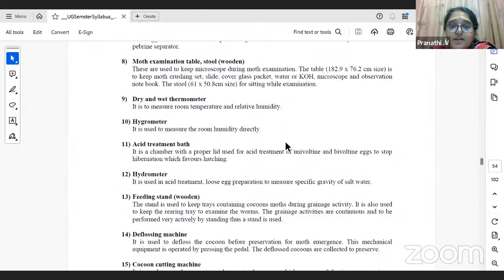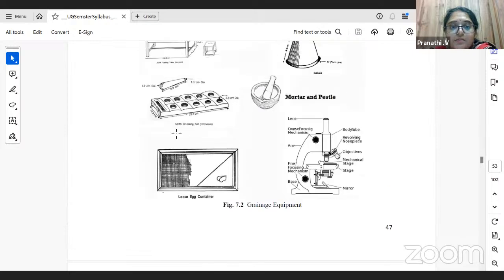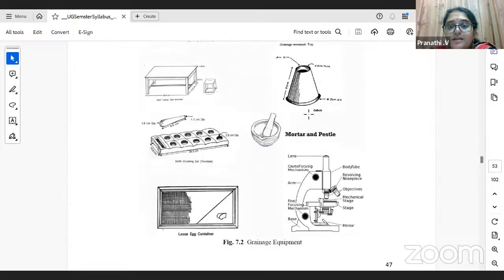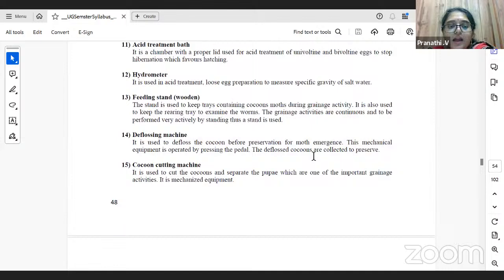You need a deflossing machine. See, I told you, this is the loose egg container, moth crushing set, porcelain mortar and pestle, cellulose, and different types of trays. And this is your microscope. The deflossing machine is used to defloss the cocoon before the preservation, so that the moths emerge out of it. This mechanical equipment is operated by a pedal. Of course, you can do it by machine also nowadays, but the deflossed cocoons are collected and preserved.